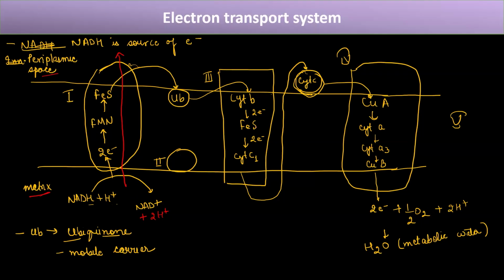Here also, what is happening? The movement of electron is taking place, right? So here also, the hydrogen ions will move, so it will lead to the movement of two hydrogen ions. And here also the electron movement is taking place, so two hydrogen ions move. This is the direction, from matrix to periplasmic space. So as the electron movement takes place, it's not only the electron that is moving, but along with that, the hydrogen ion movement also takes place.